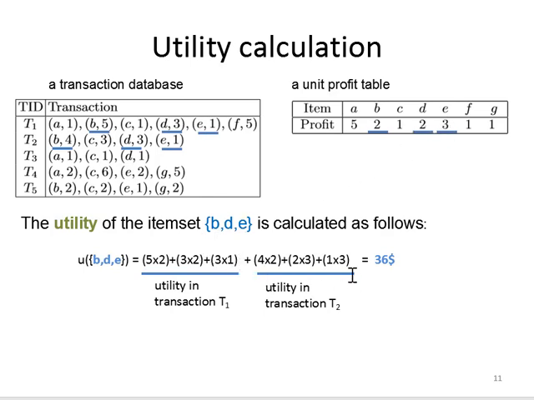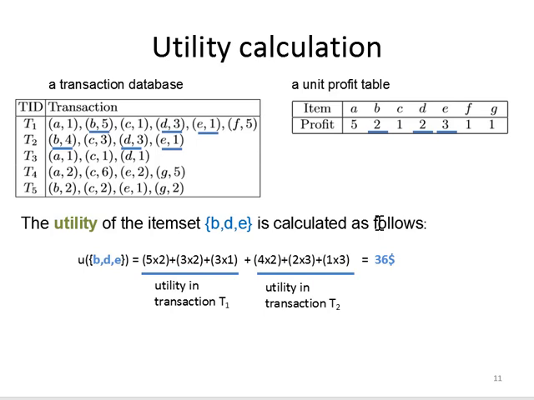Then we do the same for transaction 2. 4 units of bread multiplied by 2. Okay. 3 units of D multiplied by $2 profit. And 1 unit of E multiplied by $3 profit. So the total is $36. This is the money for BDE.